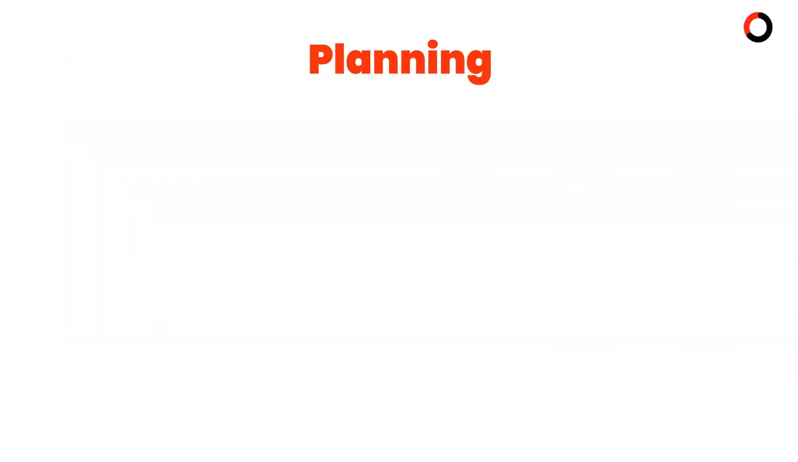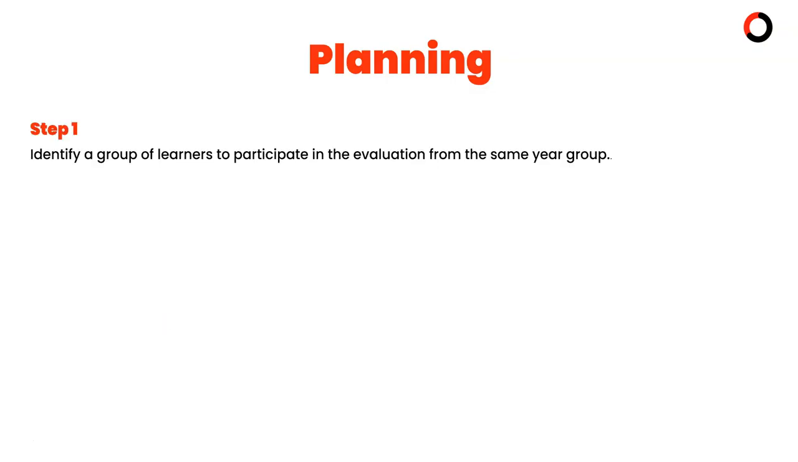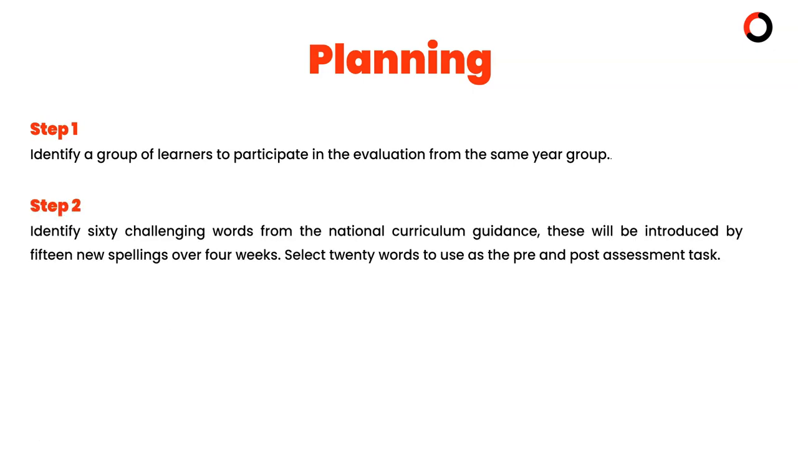So planning. Let's look at this from a step-by-step approach. Step 1. Identify a group of target learners to participate in the evaluation from the same year group. Step 2. Identify 60 challenging words from the National Curriculum Guidance. These will be introduced by 15 new spellings over 4 weeks, and then select 20 of these words to use as your pre- and post-assessment task. This is the same 20 words.